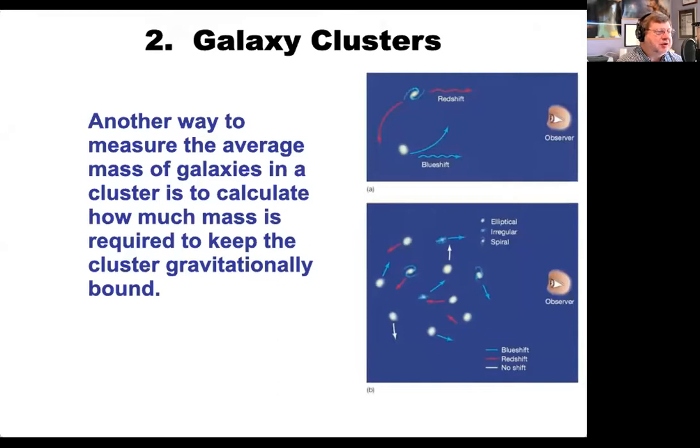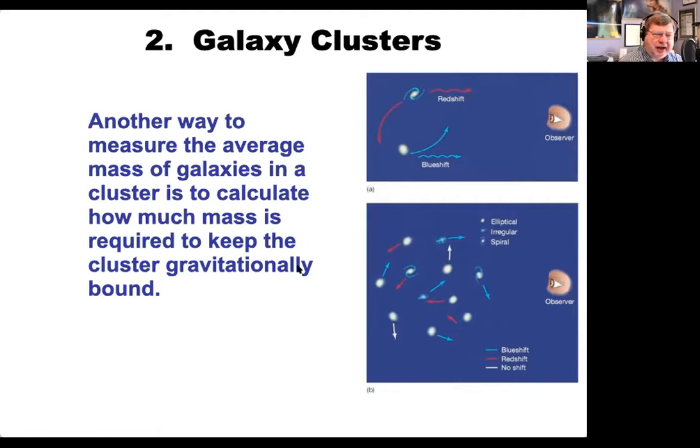In fact, they're moving so fast that if something wasn't binding them together, the cluster should not exist. All of these galaxies should have spun off away from each other a long time ago. But these galaxy clusters persist, and they persist because there must be a lot more mass in the cluster than we can see. And that mass, of course, is dark matter. And it's 10 times more dark matter than what you can see.